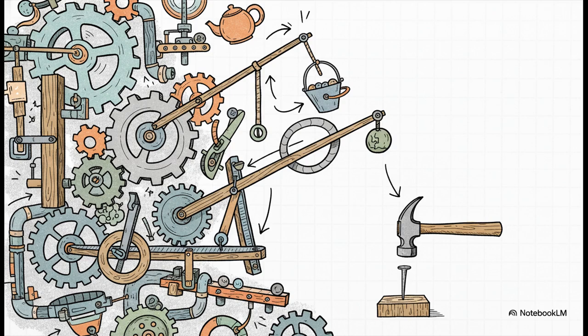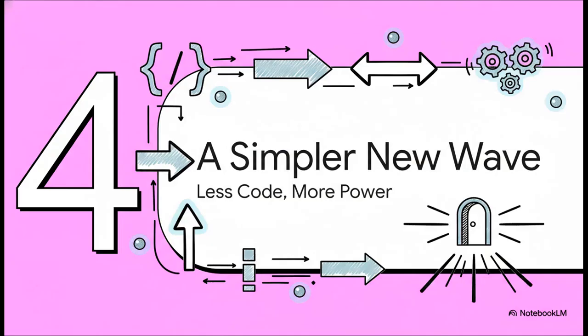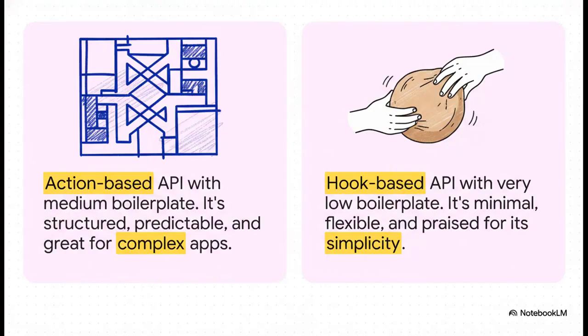You had to create actions, action creators, reducers, connect components. It felt like you were writing tons of code just to do one simple thing. And that reputation for being, well, a little clunky created a massive opening. A whole new wave of libraries emerged, promising to give you all the power of something like Redux, but with way, way less code.